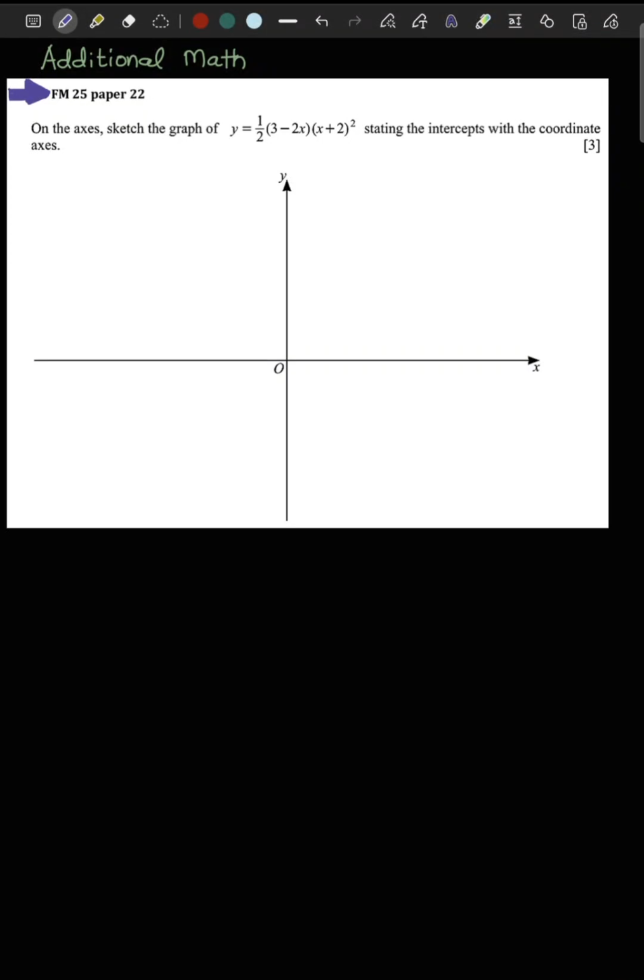Hello everyone. In this video I'm going to show you how to sketch a cubic function. This kind of question can be very easy for additional math content. Now let's look at the question of Feb March 2025, paper 2, which is a calculator exam.